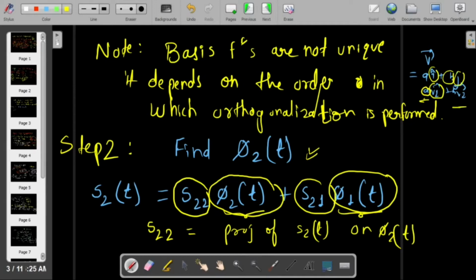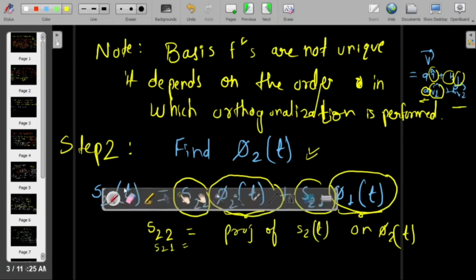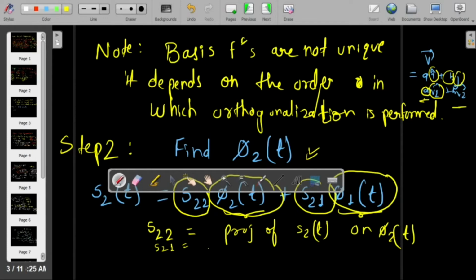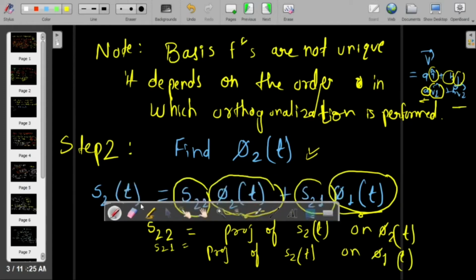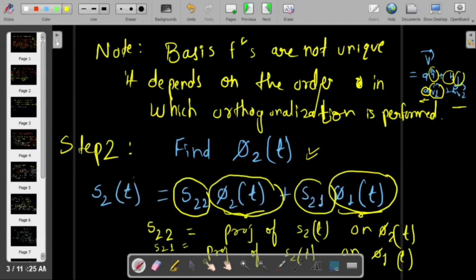Similarly, now you can guess for S21. What is S21? S21 will be the projection of S2(t) on phi 1(t). Simple. Now our main aim is to find phi 2(t). Please don't forget this, right?